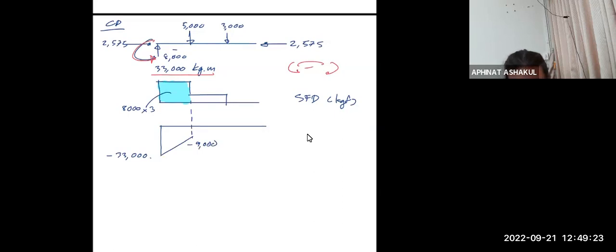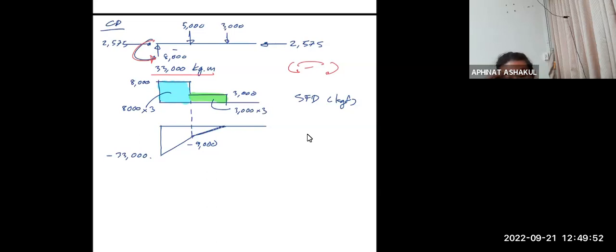And of course, now you can guess that this area should be exactly 9,000. Because right here, I forgot, that's 8,000, and that's 3,000. So this area is 3,000 multiplied by 3, which is 9,000. So that brings this back to 0.